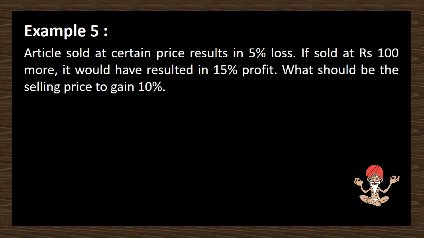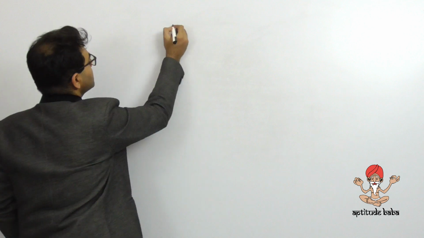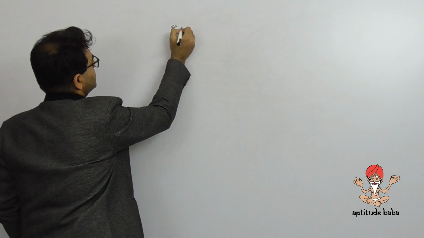Article sold at a certain price results in 5% loss. If sold at 100 rupees more, it would have resulted in 15% profit. What should be the selling price to gain 10%? We can start this question by assuming the cost price to be X.